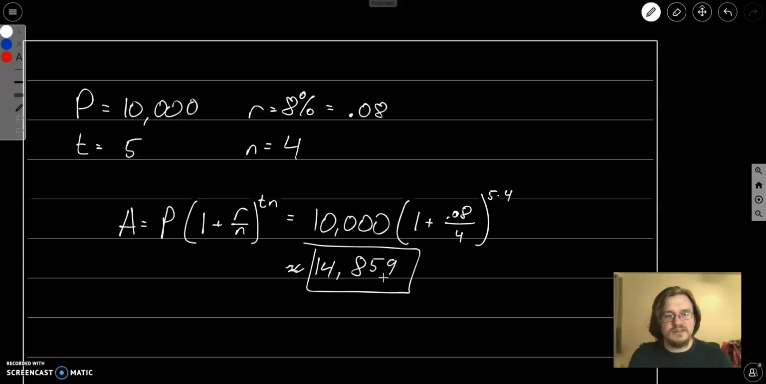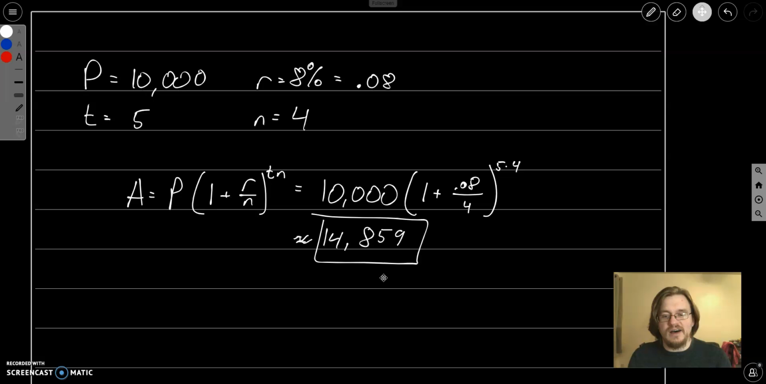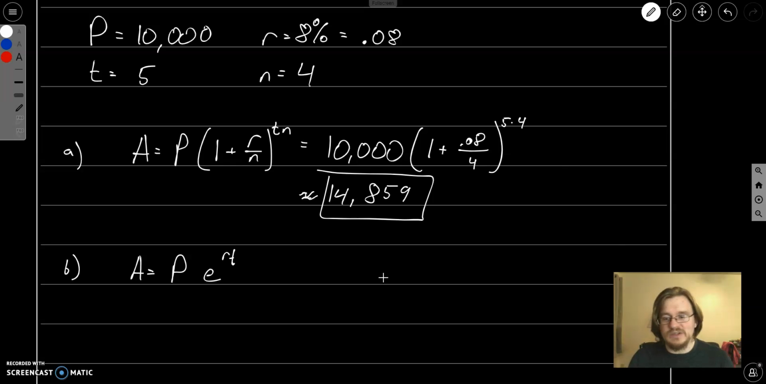Well, how much money would we have after 5 years if we compound quarterly? $14,859, which is a heck of a lot of interest, because the interest rate is unbelievable at 8%. So this was part A. Part B, we have continuously compounded interest. So here, our formula is going to be our principal times e to the RT. We don't need how many times a year is compounded, because it's compounded continuously, just all the time.